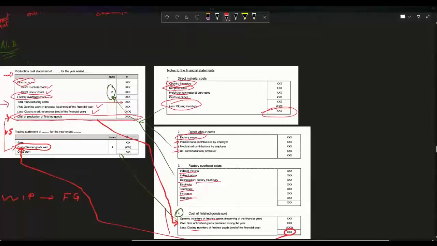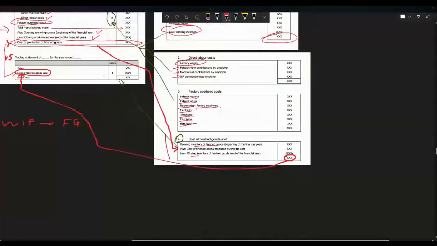Your production cost statement is meant to provide you with this cost for this year, the cost of production of finished goods. So all the finished goods for this year, what is their cost? We add the cost of finished goods that came from last year, as you can see, minusing the closing inventory of finished goods. So the closing inventory means whatever is going to be left over at the end of the financial year.